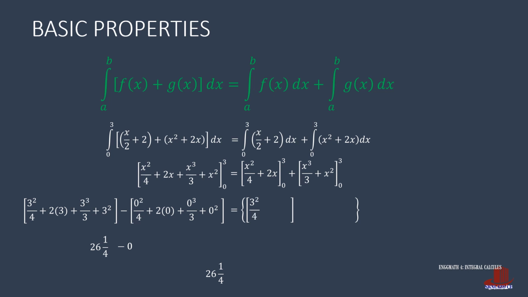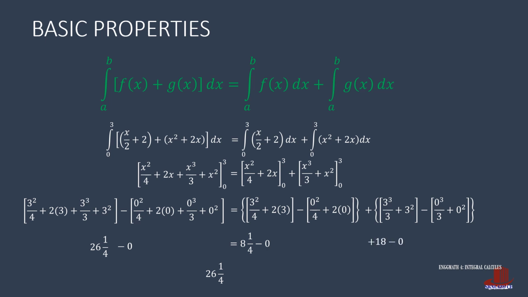Plug the values and get the first term as 3 squared over 4 plus twice of 3, minus 0 squared over 4 plus twice of 0. Then add the second term, being 3 cubed over 3 plus 3 squared, less the lower term as 0 cubed over 3 plus 0 squared. Simplify the first term as 8 and a quarter, minus 0. The second term is 18 minus 0, having 26 and 1/4, which is equal to the left.